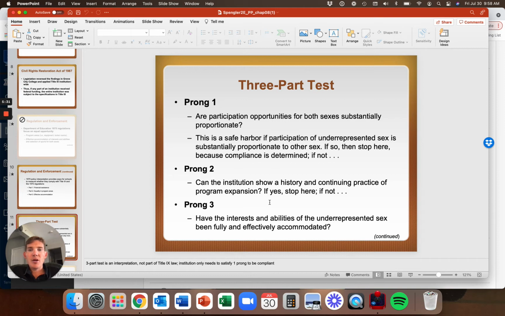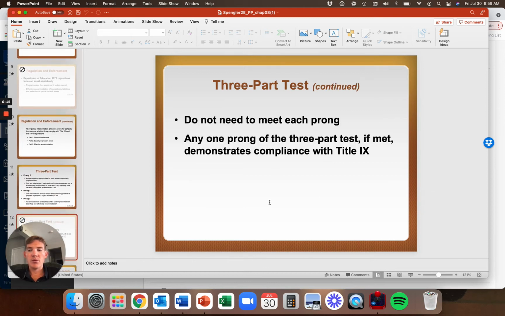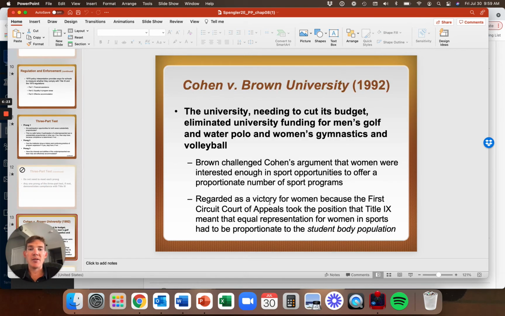There was a 3-part test that was developed, so 3 prongs. Prong 1 is, are participation opportunities for both sexes substantially proportionate? And then, is there a safe harbor if participation of the underrepresented sex is substantially proportionate to the other sex? If yes, then stop there. So then prong 2, so basically, is there equal opportunity? Prong 2 is, can the institution show a history and continued practice of program expansion? And then prong 3, have the interests and abilities of the underrepresented sex been fully and effectively accommodated? Originally, you only needed 1 prong to be compliant, so you only had to satisfy 1. So any of the 3 met compliance for Title IX.